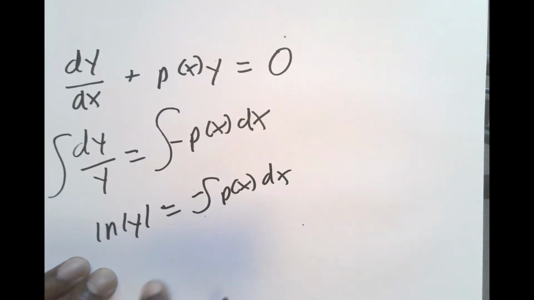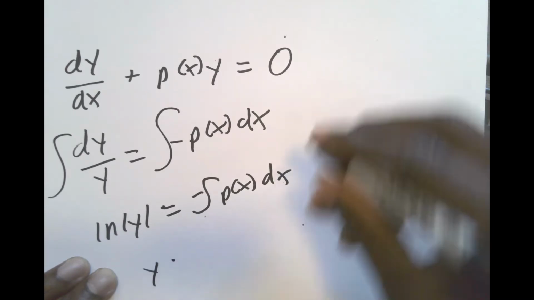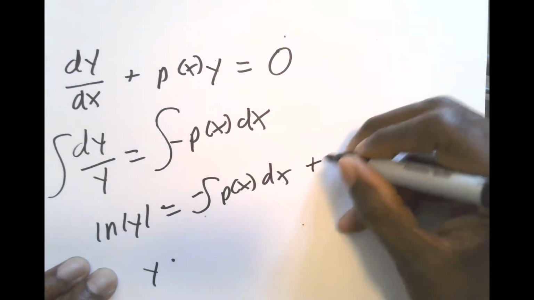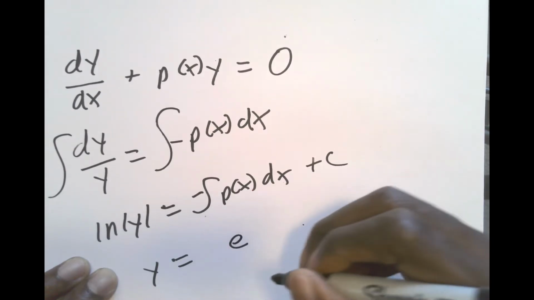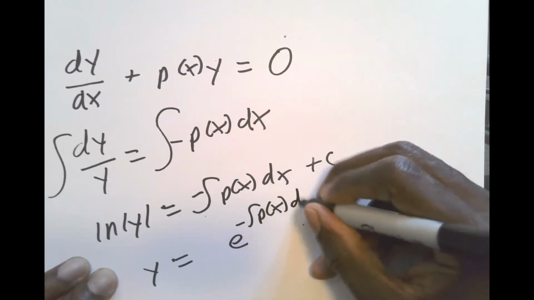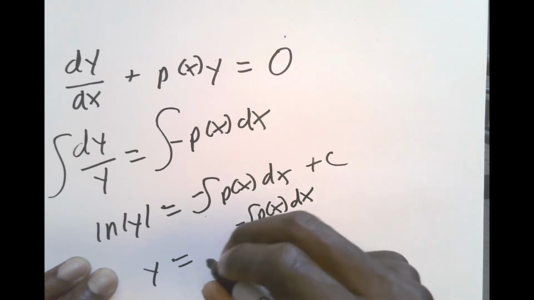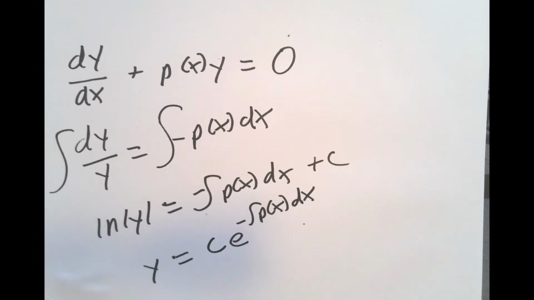And we'll exponentiate, of course, to solve this for y, plus some constant. So y would be e to the power of the negative integral of p of x dx, also times e to the power of c, which is just c. So the solution to the associated homogeneous first order linear differential equation would be this, correct?